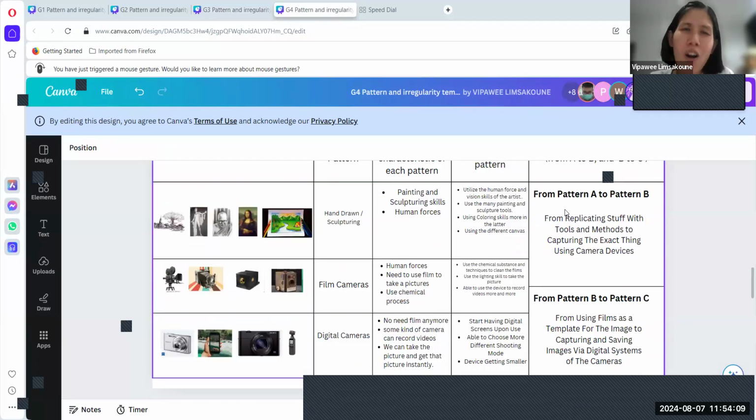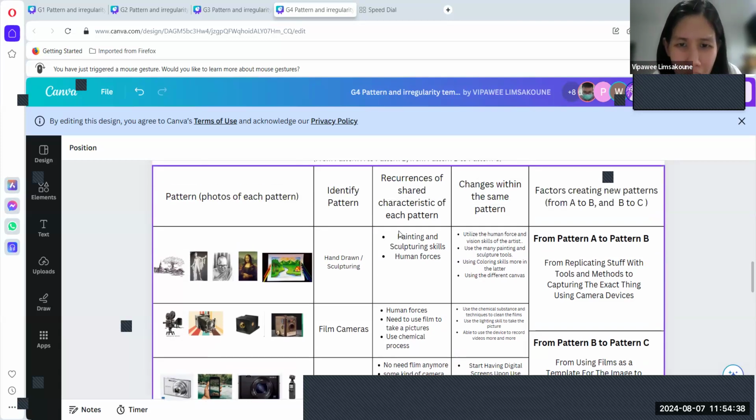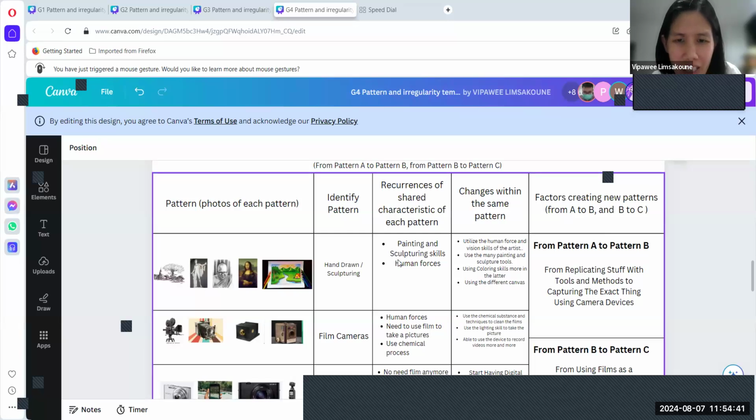They select cameras or tools to record photos, not only cameras, so they include drawing as well, because in the past the court did not allow cameras, or may not have had cameras, so some people needed to draw the faces of people who participated in the discussion. The recurrence of shared characteristics are painting and sculpture skill, using human force.